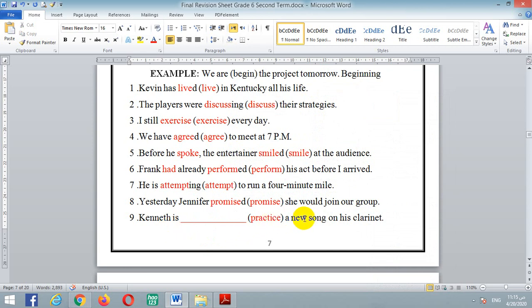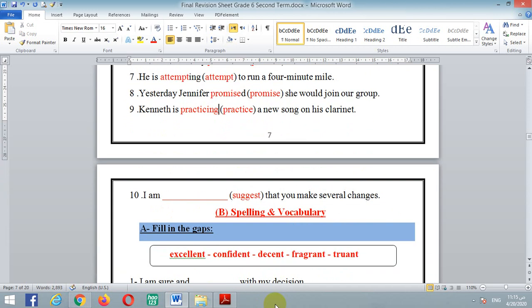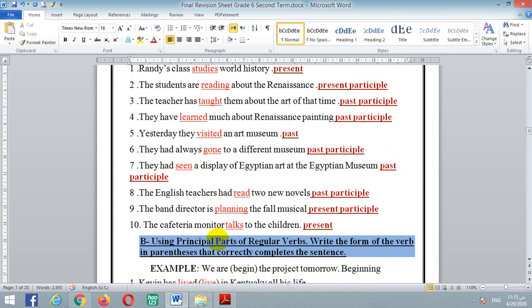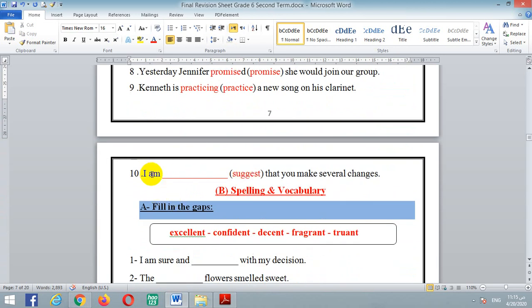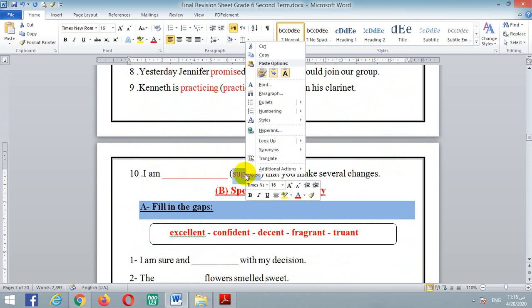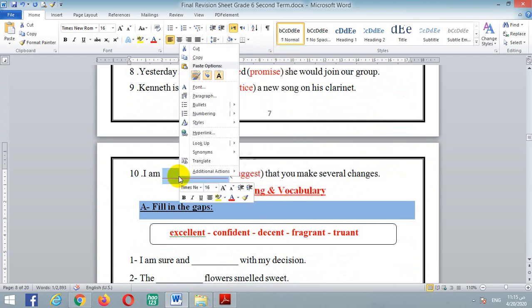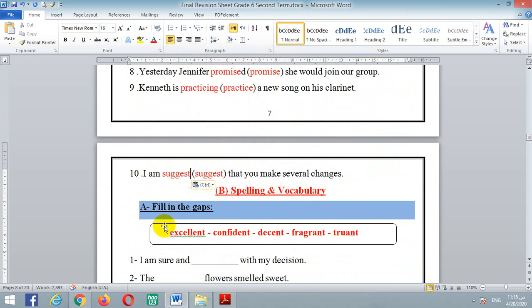Kenneth is practicing a new song on his clarinet. Here is, after am, is, are, was, were, as I said before, we use verb plus ing, but pay attention here: when we add ing to the verb, if it ends in e, drop the e and add ing. Okay, number 10. I am suggesting that you make several changes. Here we have am, after am, is, are, as we said before, verb plus ing. So here suggest will be suggesting, only add ing. So now we have finished grammar.